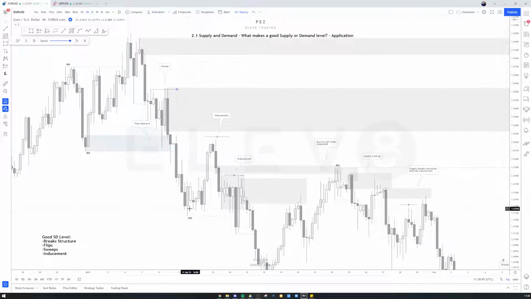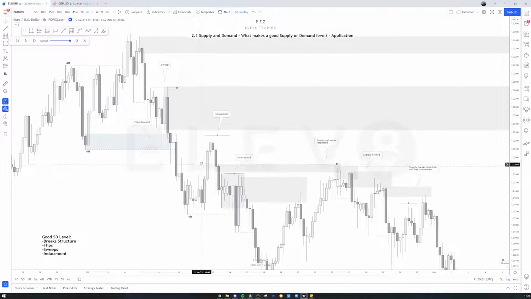Price then comes down, pushes up, creates the inducement for this supply. So now we've got all 4 boxes ticked. Obviously we don't need all 4 boxes, but it's a very, very good confluence to have all 4. So we've got flip, sweep, inducement, break of structure.